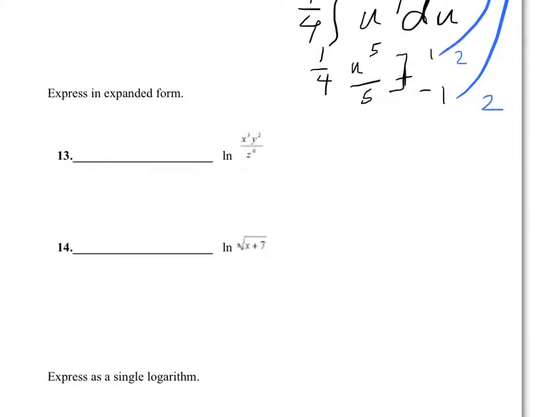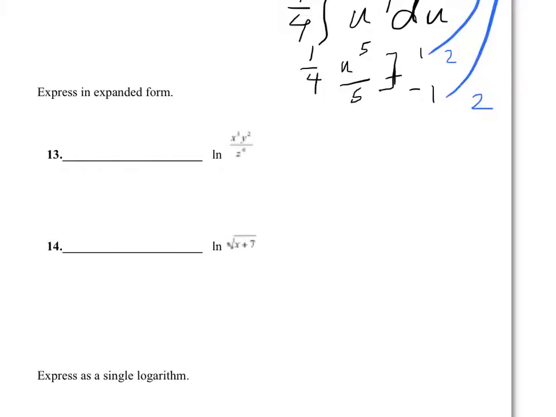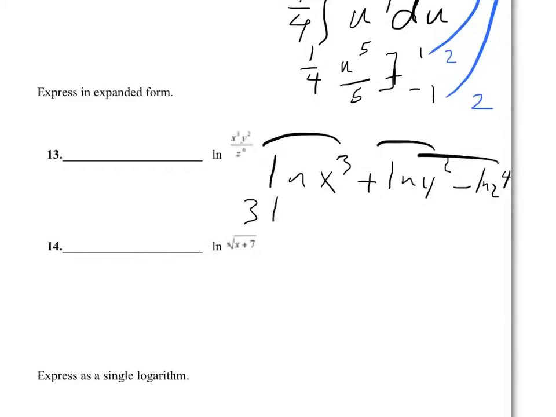Alright, and 13 here, let's look at that. 13 says, looks like I just need to expand. So we will write this as the natural log of x to the third plus natural log of y to the second minus the natural log of z to the 4th, and send all the powers in front. So then I have 3 natural log of x plus 2 natural log of y minus 4 natural log of, excuse me, not 2, z. Sorry, I can't read my own writing.